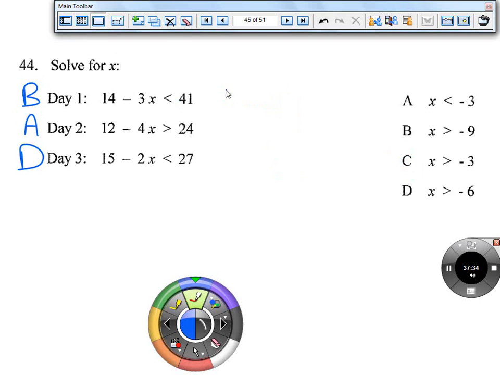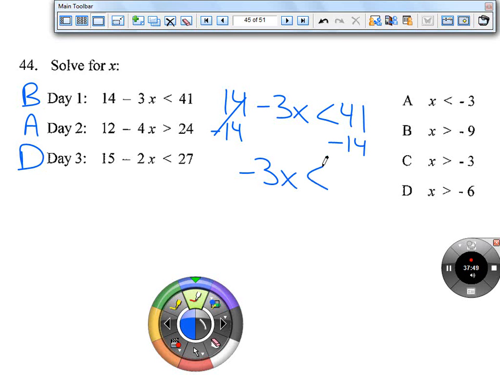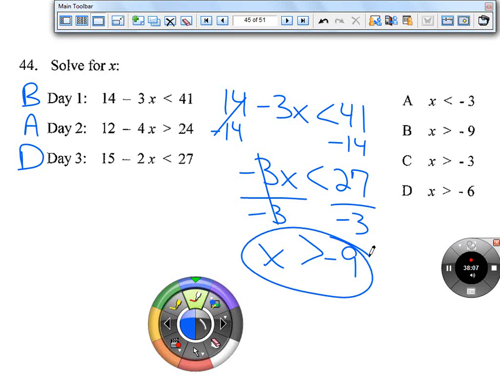Solve for x. Okay, you got to be a little bit careful on some of these just because of the reversing of the inequality. So this is a positive 14 right now, so I'm going to subtract 14, and that'll be negative 3x is less than, and we're going to just subtract that. So 41 minus 14 is 27, and then I'm going to need to divide by negative 3. And because I'm dividing by a negative, I'm going to go ahead and reverse the inequality, make it a negative 9. So x is greater than negative 9. That's why it's B.